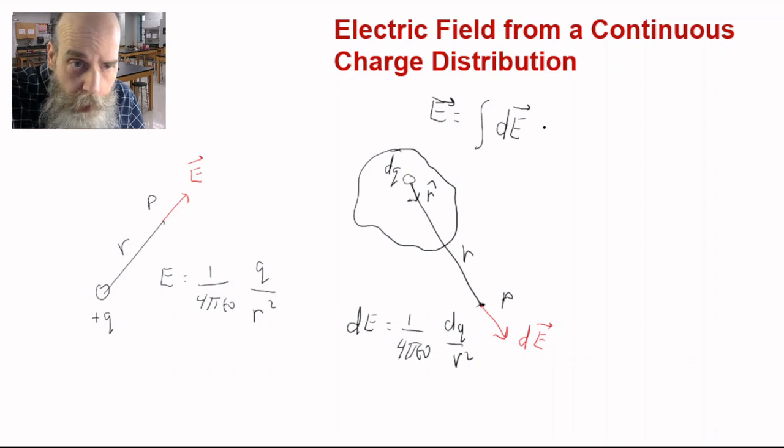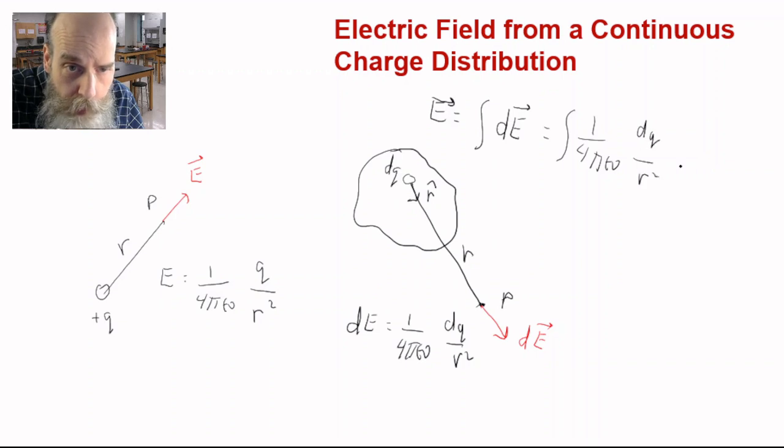So we can write our summation like this: 1 over 4 pi epsilon 0, dq over r squared times r hat. Now we will apply this formula to the case of a line of charge.